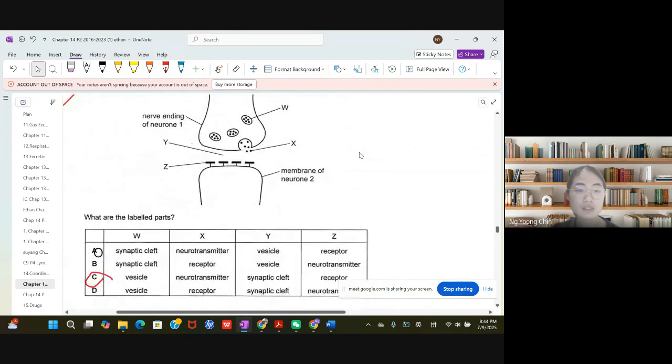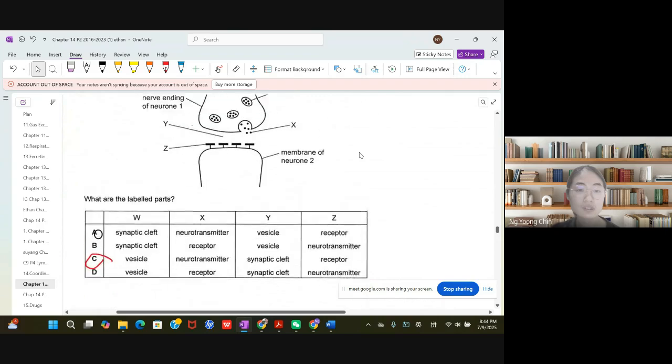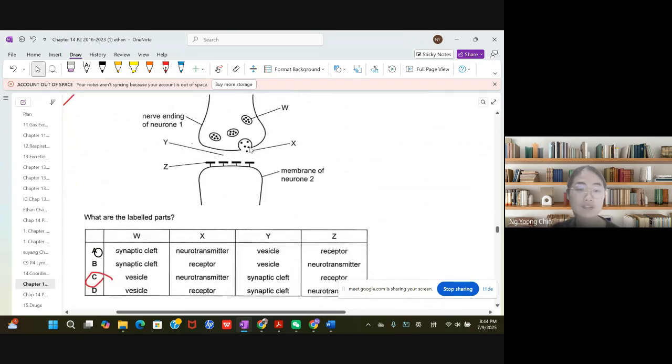Below that, and then this one also. W is a synaptic vesicle. This synaptic vesicle will release a neurotransmitter, which passes through the synaptic cleft and then binds to the receptor. So that is C. It's not W. Synaptic cleft is at this place.